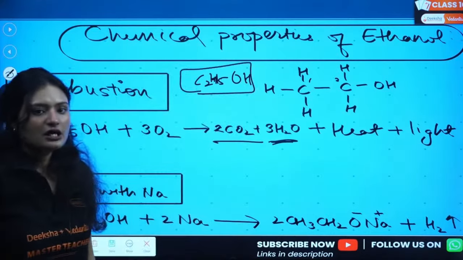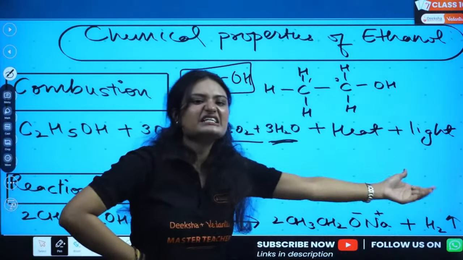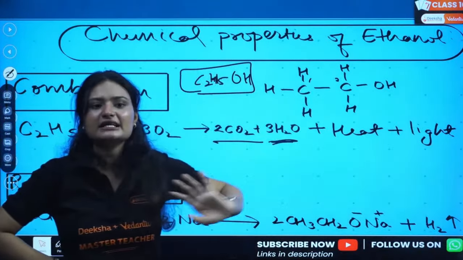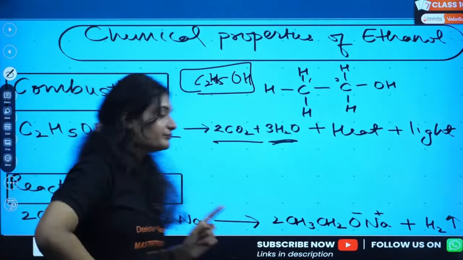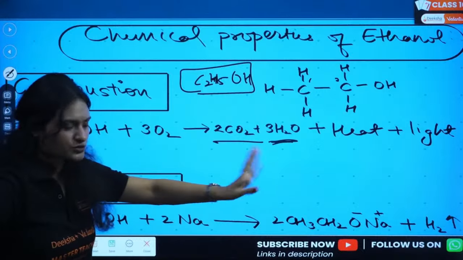This is ethanol. So when you combust ethanol, we get carbon dioxide plus water plus heat and light. Whenever combustion is there, heat and light will be produced. Oxidation is a different case. Heat and light may be produced or may not be produced.